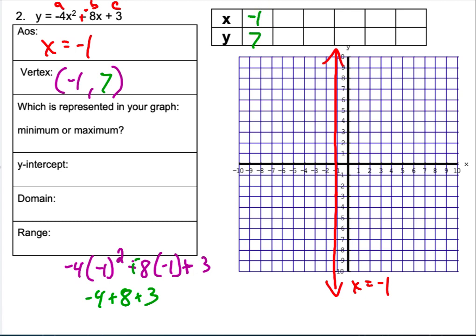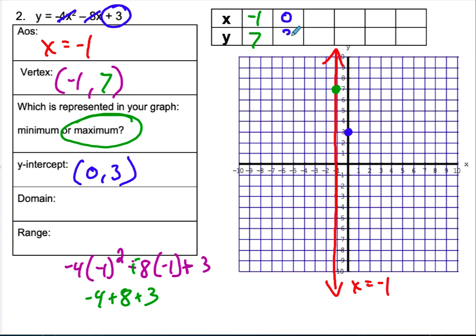Okay. This one had a negative a value, so it's going to be opening down. So it's going to have a maximum. My y-intercept. So again, go back to our equation. If I put in 0 for x, that becomes 0. And I'm just left with 3. So my y-intercept is 0, 3. So I know it's going to hit at that point. That's going to be one of my points here.